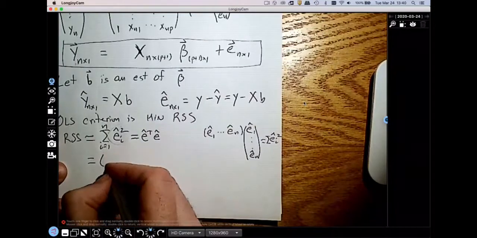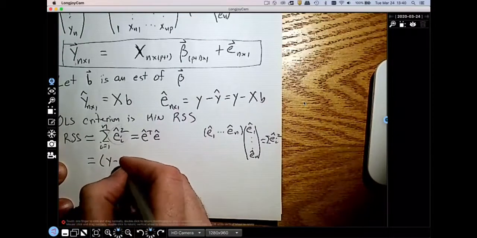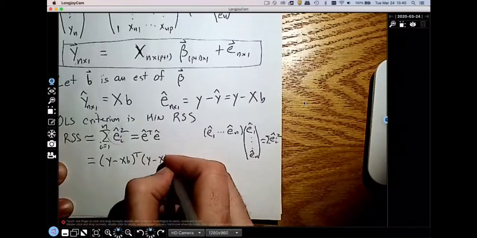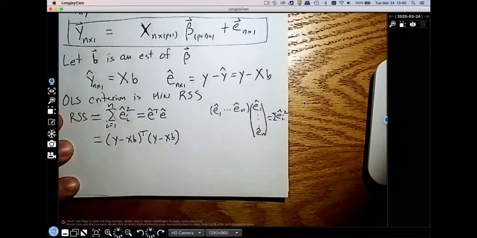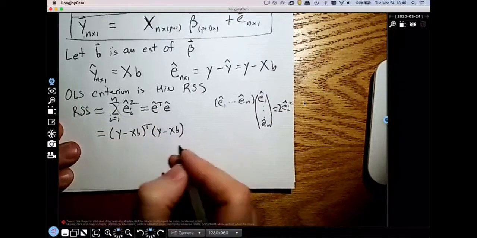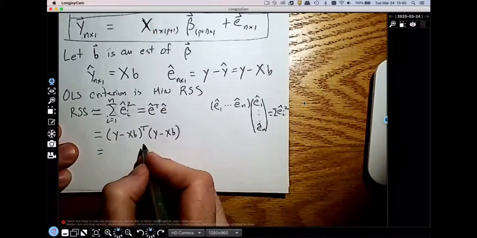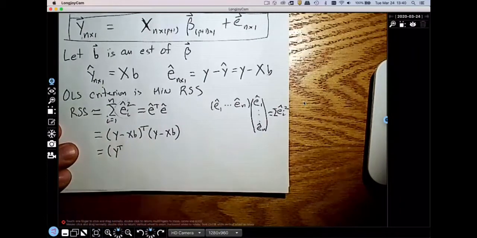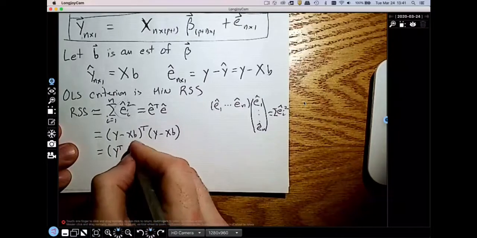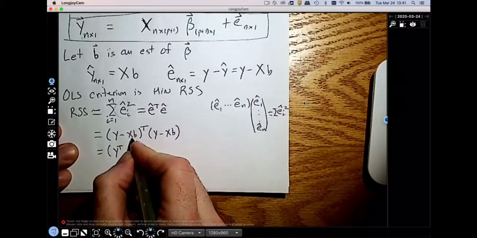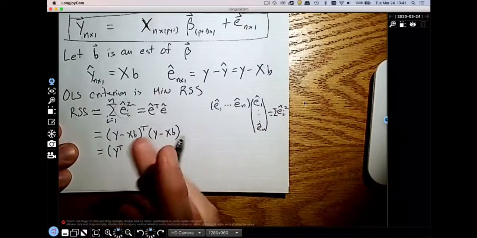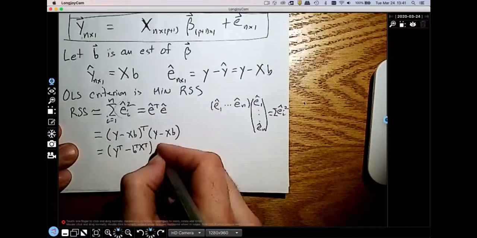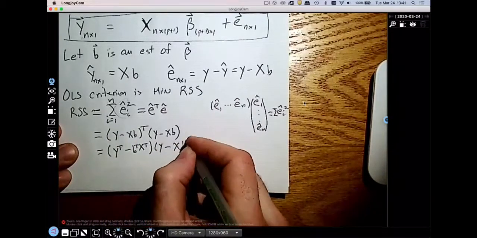So what E hat really is, is y minus xb transpose times y minus xb. Now, I'm going to multiply this out. When you transpose this, you get y transpose, and then you permute the order of this. This is an n by p plus 1 quantity. To keep all the dimensions right, this is going to be minus b transpose x transpose times y minus xb.